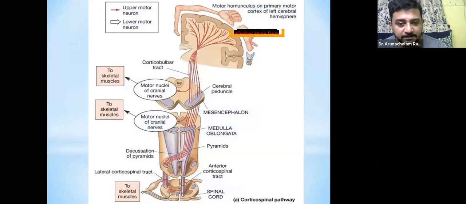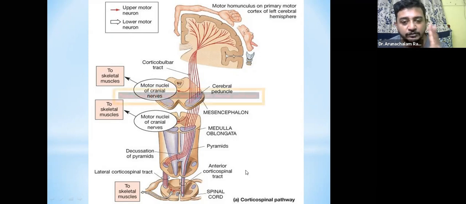Having a look at the descending tracts, the descending tracts are divided into two broad systems: the pyramidal system and the extrapyramidal system. So now I'm talking about the pyramidal system. You have two tracts in the pyramidal system. One is the corticospinal tract, that is what is seen here.